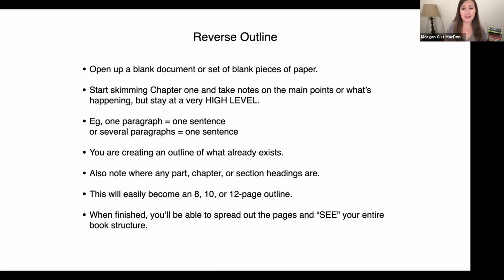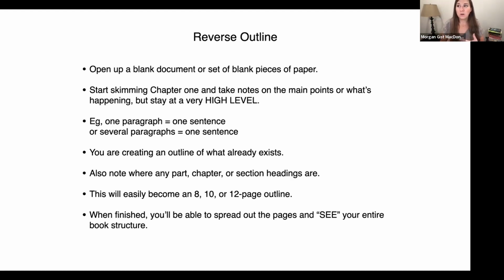This could become an 8, 10, or 12-page outline, just as a heads up. And when you're finished, you can actually spread out your pages and see your book structure. So if you have a big wall behind you, the way that I have a wall, you could even tape up all of these pieces of paper, and then you can literally see the whole book at the same time.